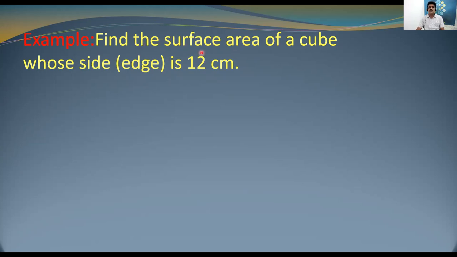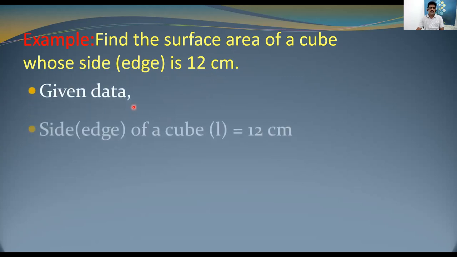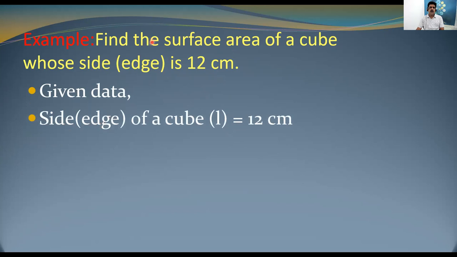So what is the total surface area? Find the total surface area of a cube whose side is 12 cm. We have a formula, and by using the formula we can find out the total surface area. Let us solve. What is the given data? Side or edge, both are the same. Edge of a cube, L is equal to 12 cm.